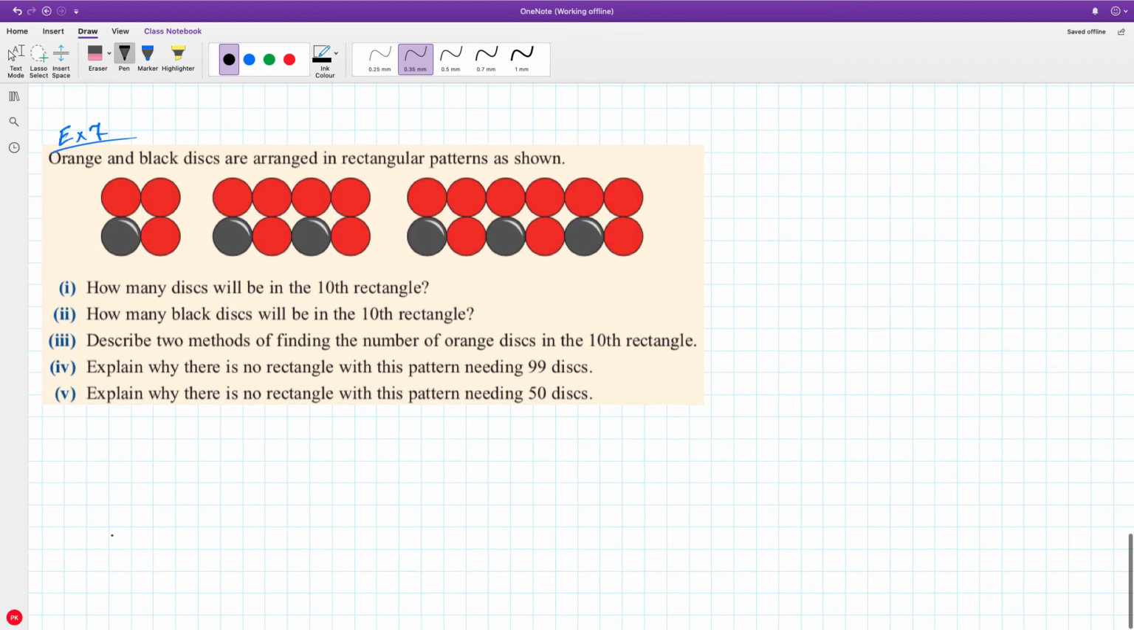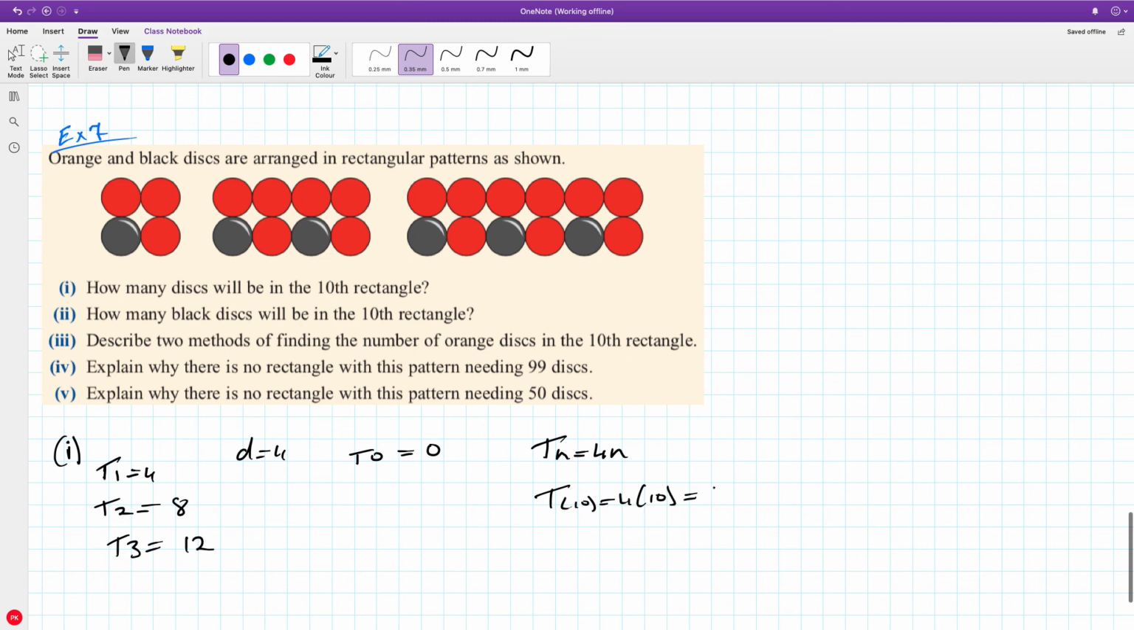Right, I'll put you out of your misery because you're confusing me. We're confusing each other. Right, let's look at it. So, how many will be in the 10th rectangle? Well, in the first one there's 4. In the second one there's 8. In the third one there's 12. So the D is 4 and T0 is 0. So Tn is equal to 4n. T10 is 4 times 10, which is 40.